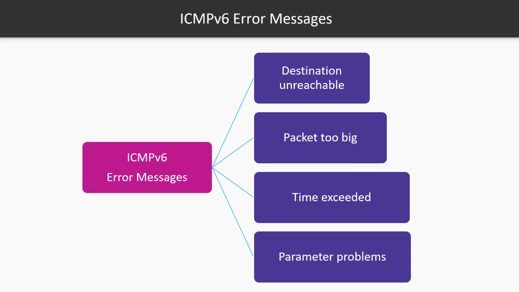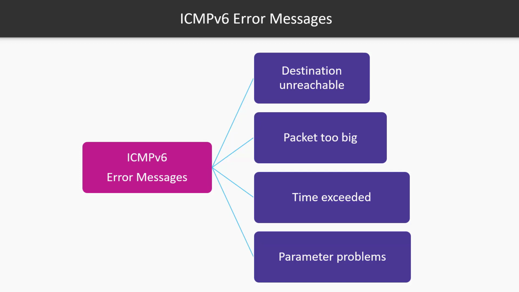We have the destination unreachable message, which is generated by the source host or a router when an IPv6 datagram cannot be delivered for any reason. Packet too big message is generated by a router when the packet cannot be forwarded to the next hop link because the size of the IPv6 datagram is large or larger than the MTU, which is the maximum transmission unit.